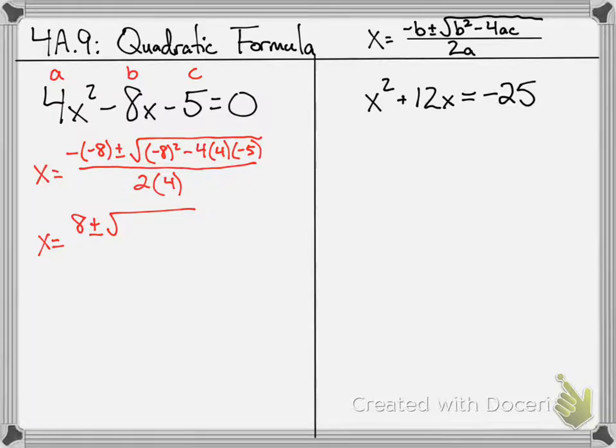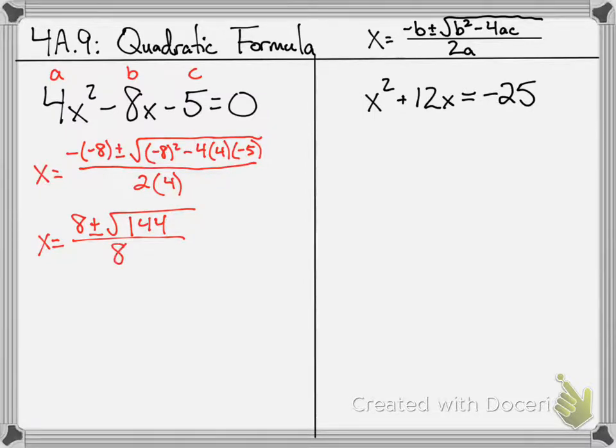You can do a couple of steps of order of operations if you really want to, but again, for the sake of time and for the sake of efficiency, we're going to do negative 8 squared minus 4 times negative 5 all in one shot. So when we do that, negative 8 squared is 64. You have negative 4 times negative 5, which is 80. That would add up to 144, all over 2 times 4, which is 8.